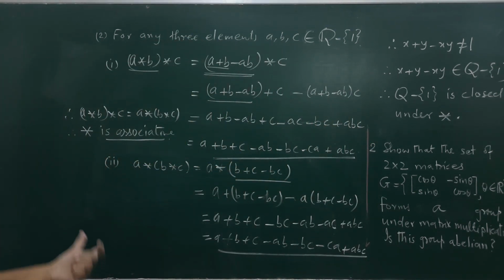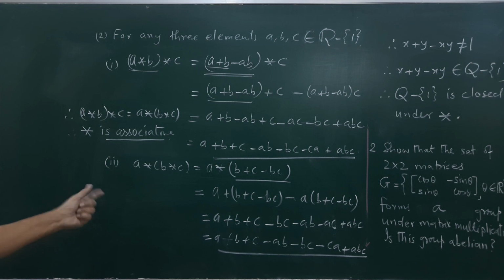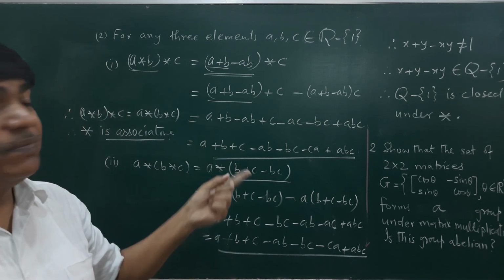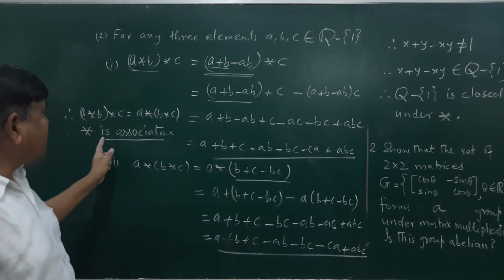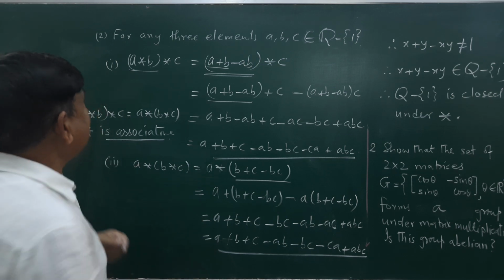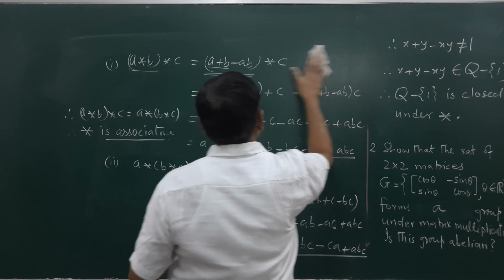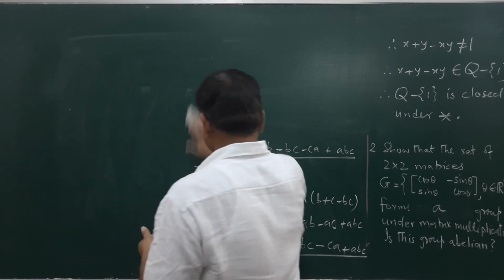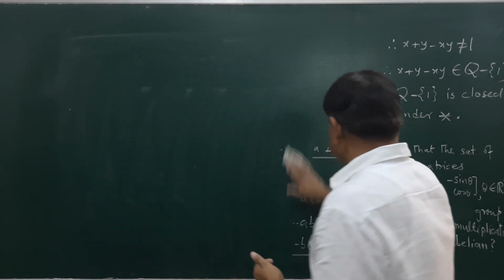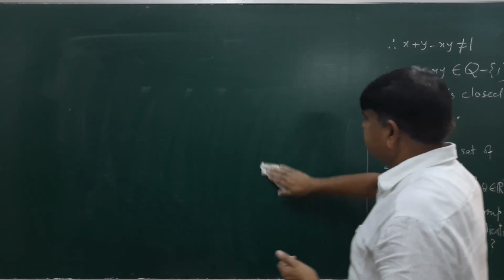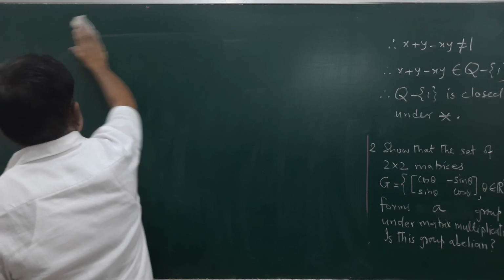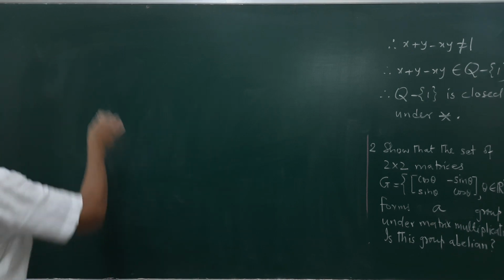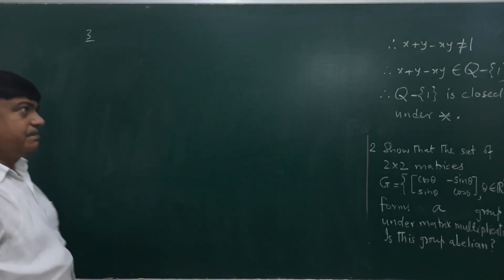सो सेकंड प्रॉपर्टी इज सेटिस्फाइड. फर्स्ट, the set is closed means the given operation is binary operation. Then second one, associativity holds. Now third, identity element. Identity. Number 3.